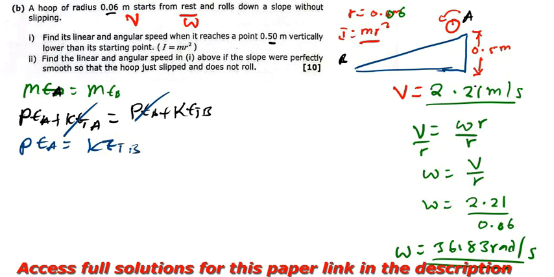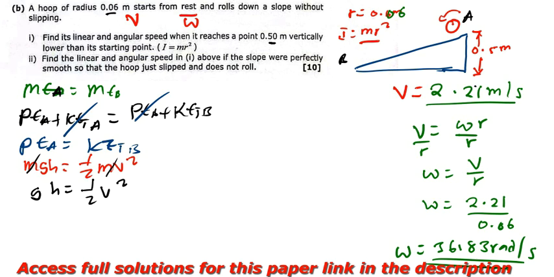So mgh is equal to half mv squared. M and m can cancel out. So we have gh being equal to half v squared.